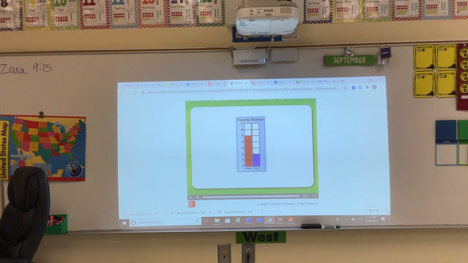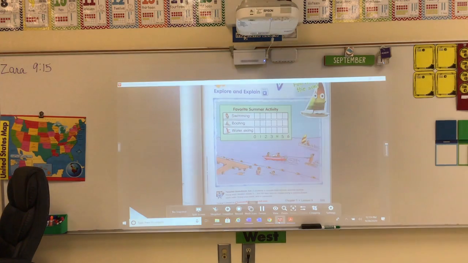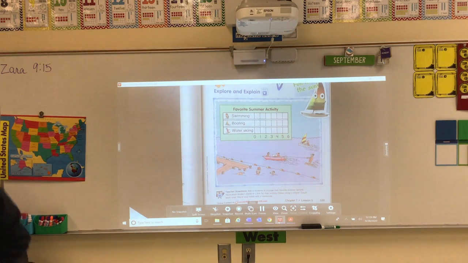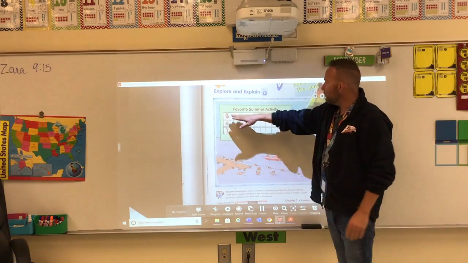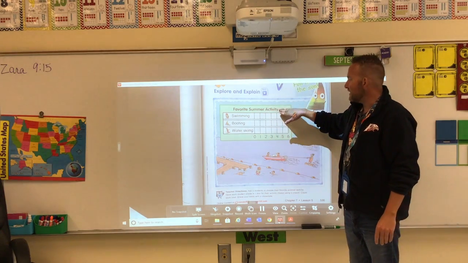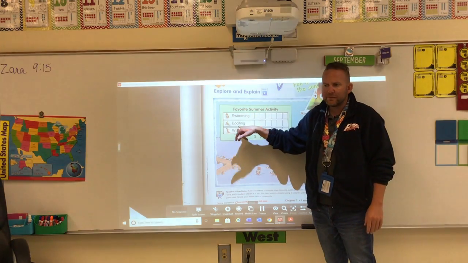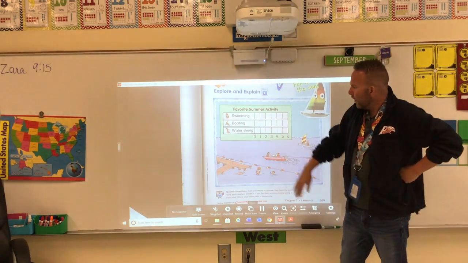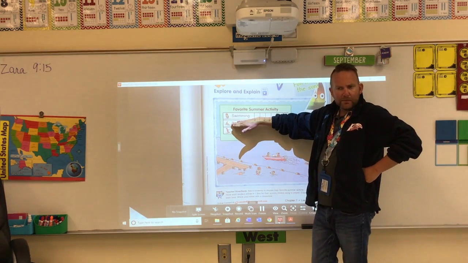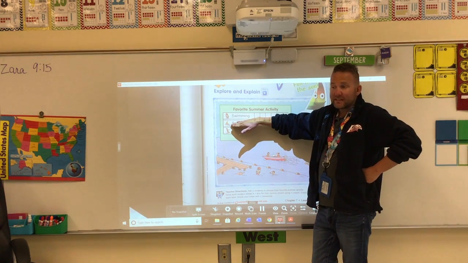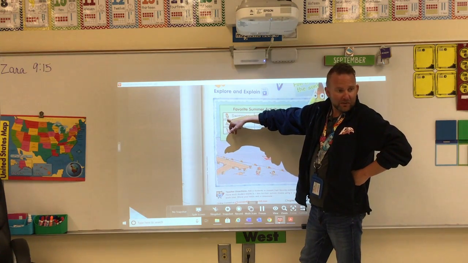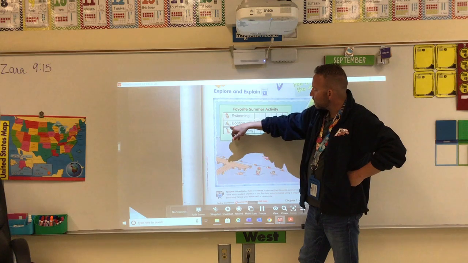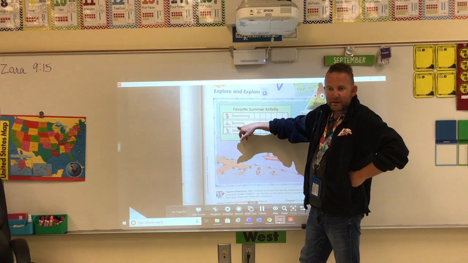So I'm going to show you guys in your book, this is the one I'm going to model for you, okay? It says, favorite summer activity. And I see 3 different activities you can do in the summer. What word is this? Does anyone know? Yes. Swimming. And we see a picture of someone swimming. Next, we have, what's this word with the B? Does anybody know? Boat.